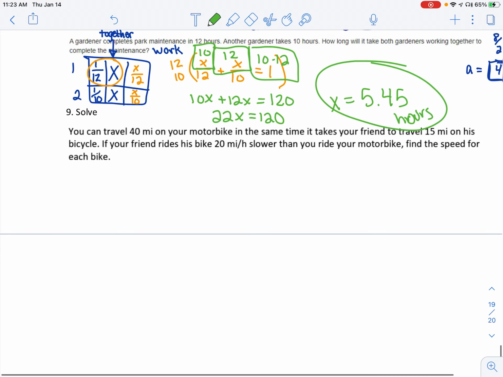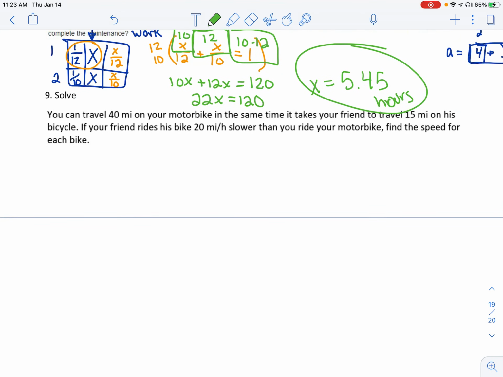You can travel 40 miles on your motorbike in the same time it takes your friend to travel 15 miles on his bike. If your friend rides 20 miles an hour slower than you ride your motorbike, find the speed of each bike. We did do this one. This is actually directly from one of your homework problems. So you can try it on your own and come back to the video.